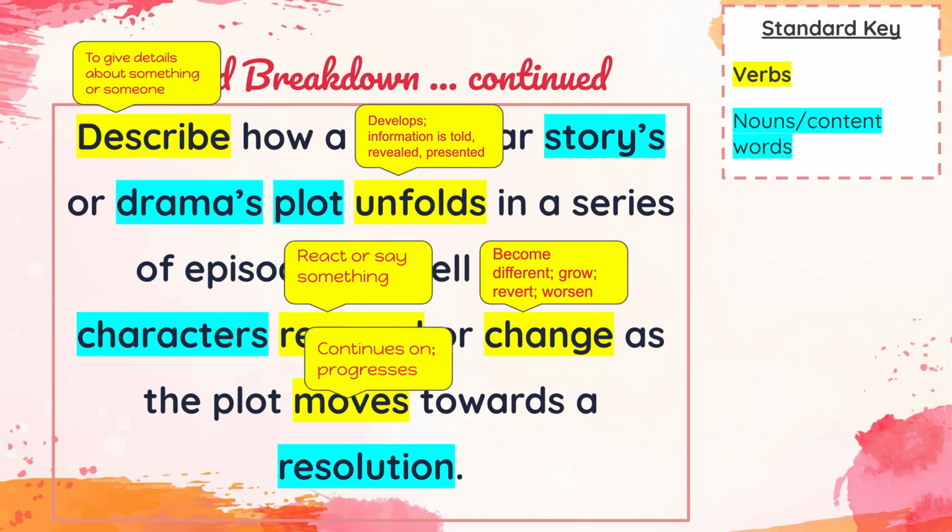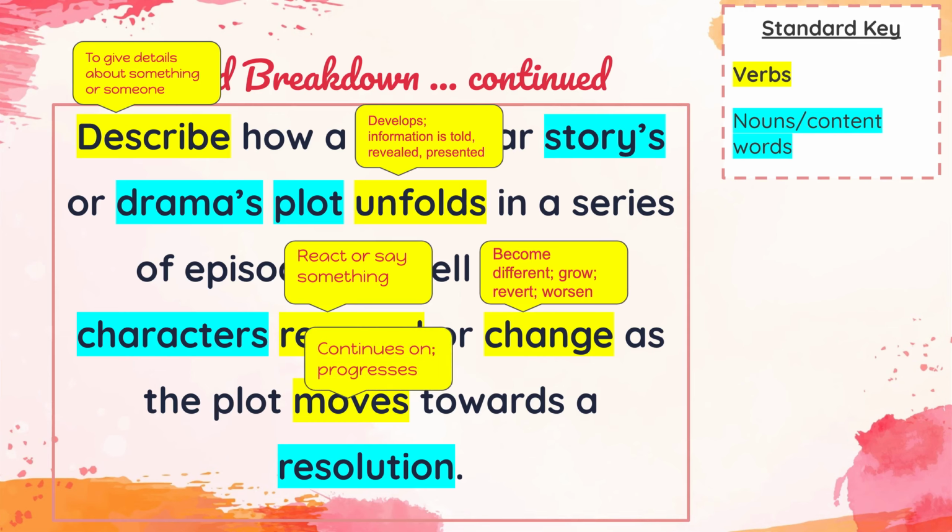Moves, continues on, progresses. So when we talk about the plot moving, we basically talk about the story continuing. So we are continuing to see the events unfold or develop. Now let's look at definitions for the nouns. Story. So you do not have to write story with the apostrophe S. You can simply write the base word, which is just story, right?